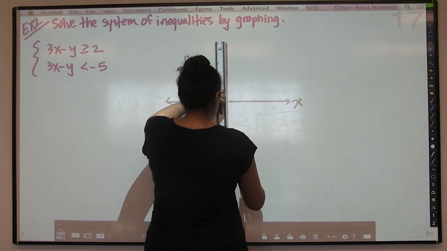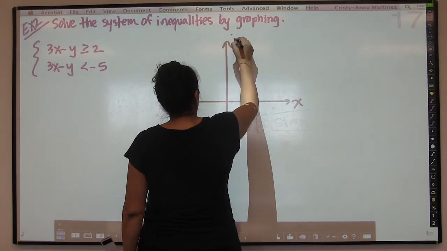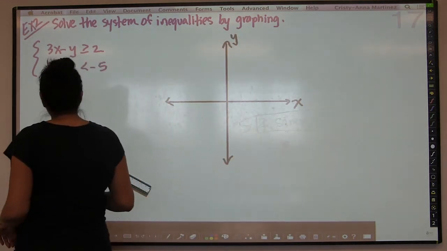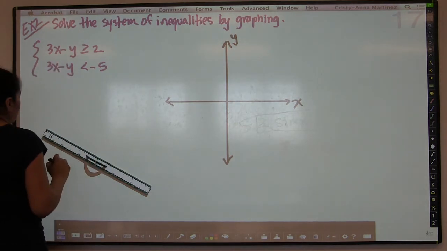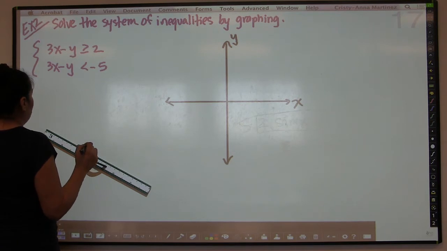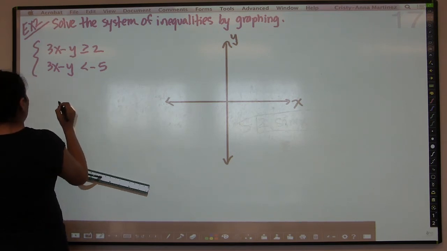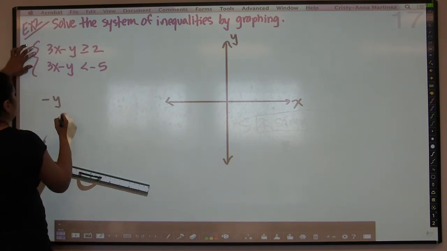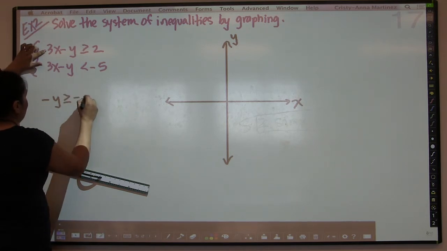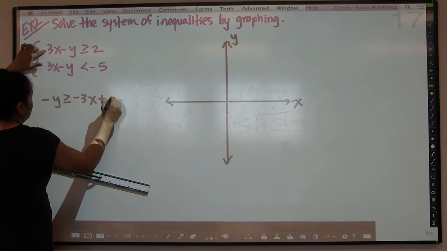Looking like a good little Spanish lesson for you. Y. And we are going to graph this little guy. And these are both in standard form, so I'm going to put them in mx plus b. So let's see here. We're going to get negative y for the first one, greater than or equal to, and this 3x is going to go to the other side as a negative 3x, plus 2.